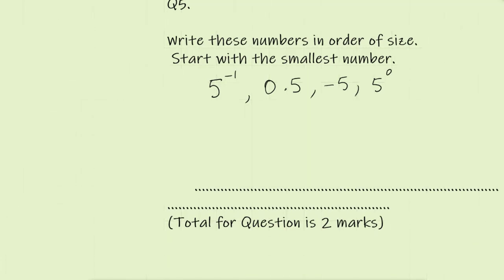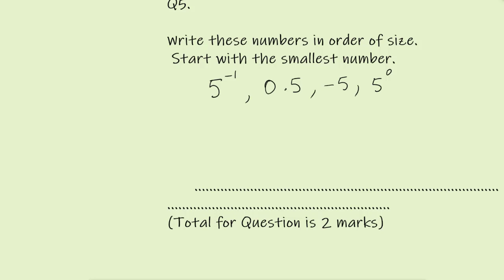Thank you. Question 5, write these numbers in order of size. Start with the smallest number. So we have 5 to the power minus 1, 0.5, minus 5, 5 to the power of 0. Now they all have 5 in them, but we need to find out which one is the smallest and which one is the biggest. So what we can do is change them all into the same form. So we can change them into decimals.